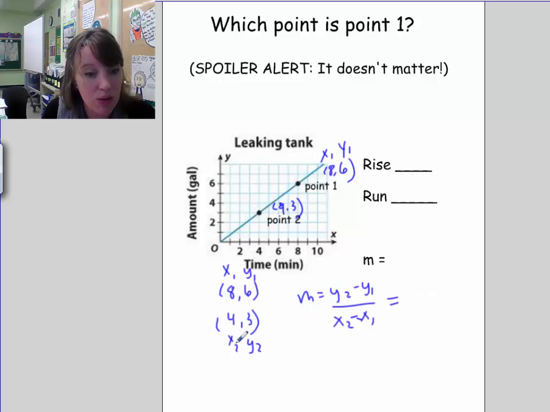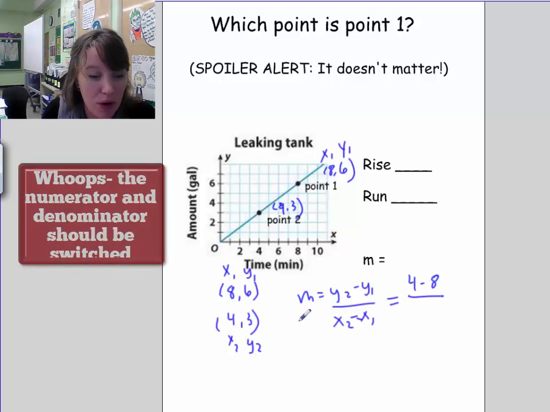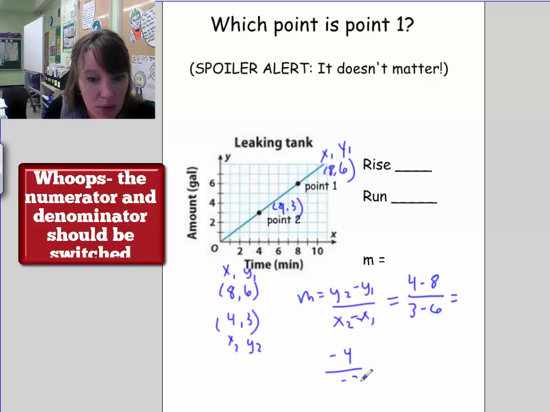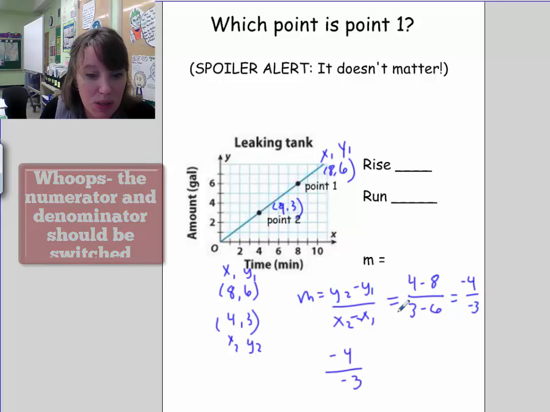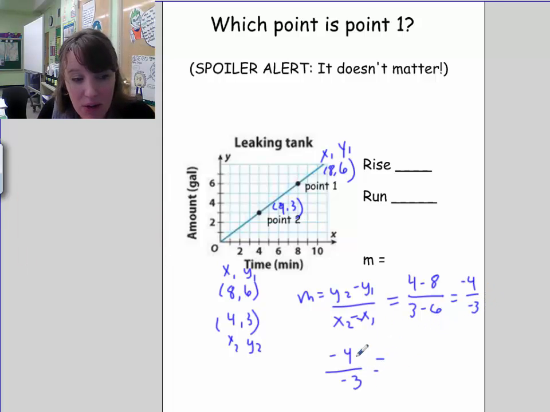So when we plug these values in, we're going to have 4 minus 8 over 3 minus 6. And that's equal to negative 4 over negative 3, right? Well, the reason why I say it doesn't really matter is because negative 4 over negative 3, actually a negative divided by a negative determines a positive.